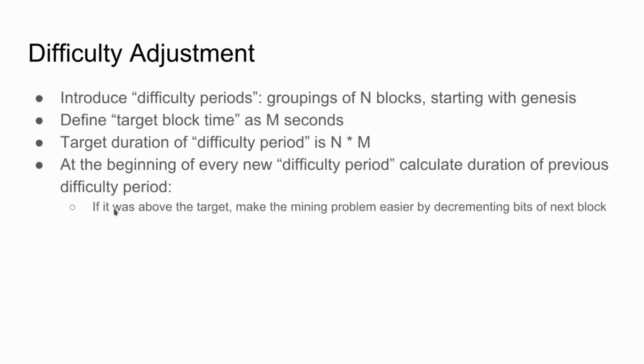If the measured duration of the difficulty period was above the target n times m, that means the mining problem was too hard, because the network took longer than we wanted it to. So the network took too long, meaning the problem was too hard, and the solution is to make the problem a little bit easier. We can do that by decrementing the bits of the next block. So if bits were 20, then we move it to 19. If bits were 256, which hopefully it never gets that high, but I don't think it's possible, you move that down to 255.